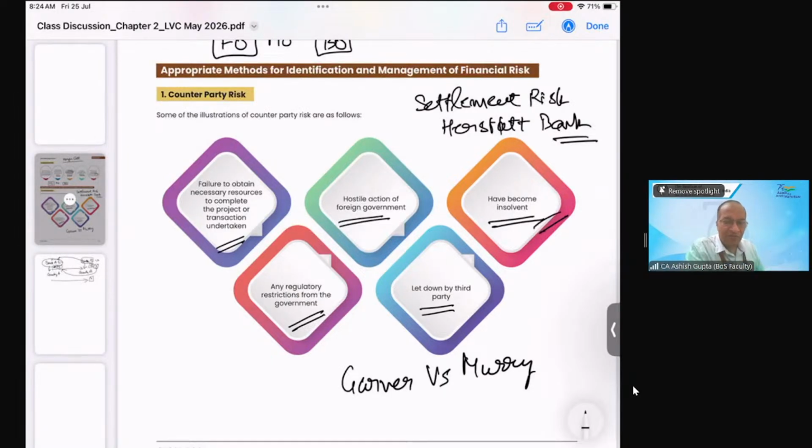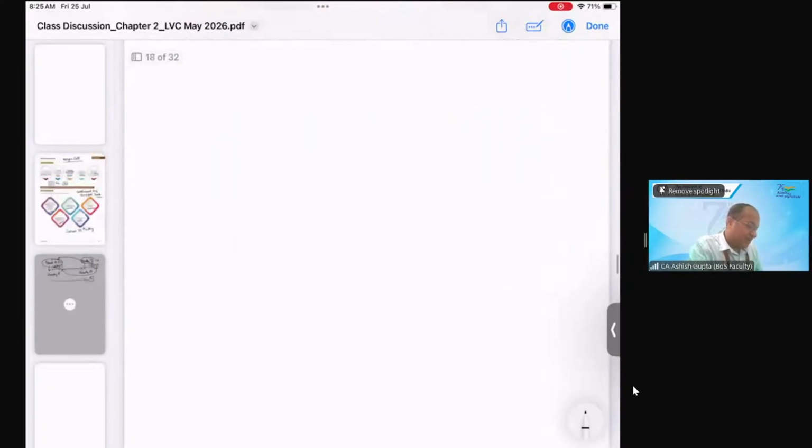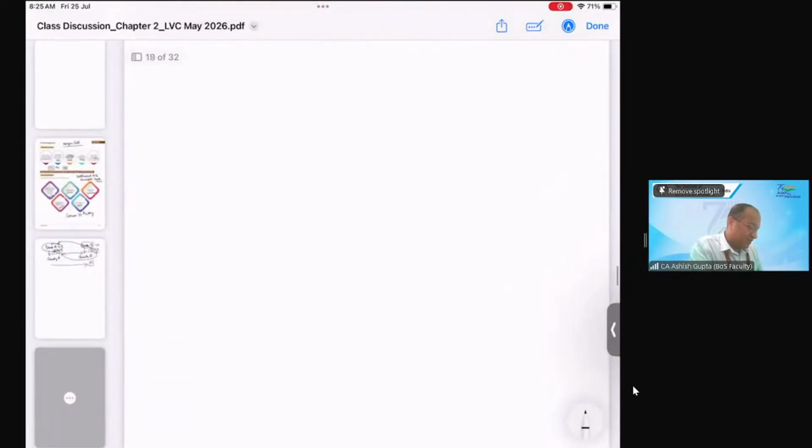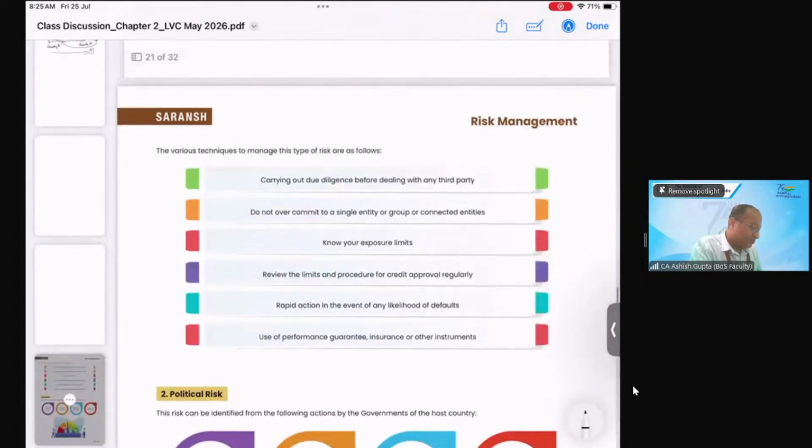First of all, we have to see what the basic types are, what the indications are, and due to what reasons insolvency and counterparty risk take place. Now, what are the various techniques? That is very important. Of course, we cannot avoid this risk because it is a part of business. So how do we make ourselves conscious of it?